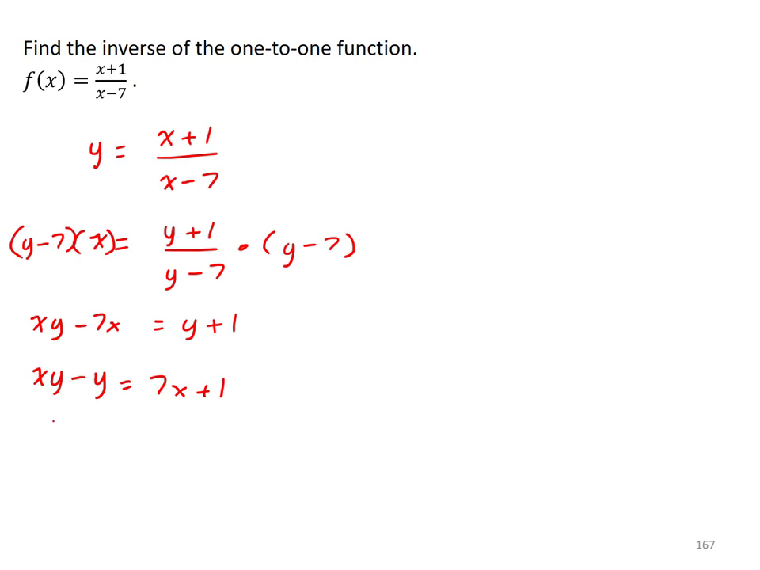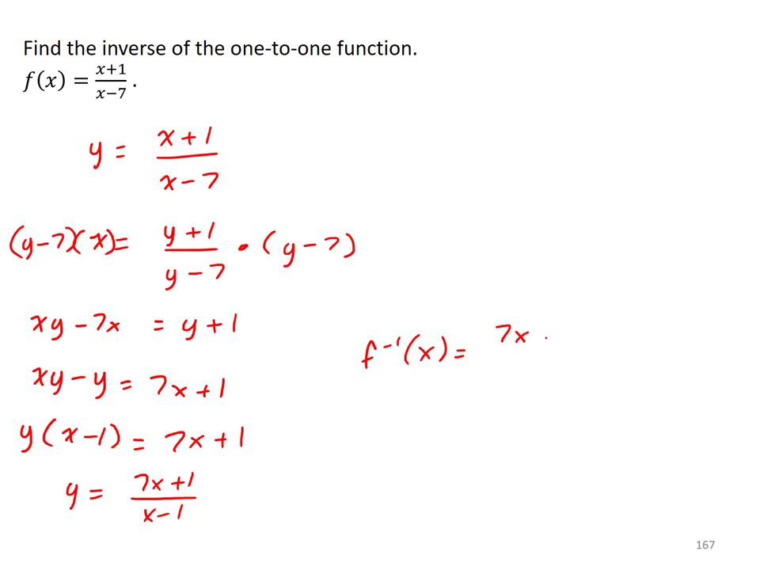Now I did this because I want to isolate y. I'm going to factor y out of the left-hand side. So xy minus y, if I factor a y out, is y multiplied by the quantity x minus 1 equals 7x plus 1. Now to isolate y, I will divide by x minus 1 as a quantity, so that y equals 7x plus 1 as a numerator over x minus 1 as the denominator. Finally, we'll replace y with f inverse. So f inverse of x equals a numerator 7x plus 1 over a denominator of x minus 1.